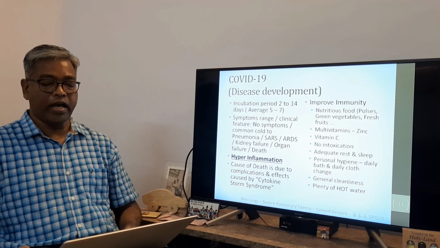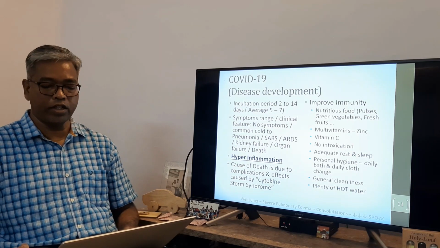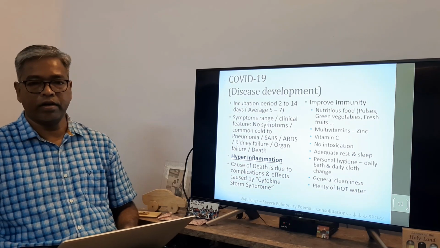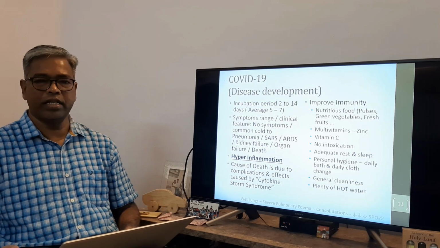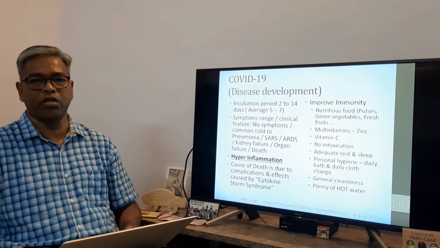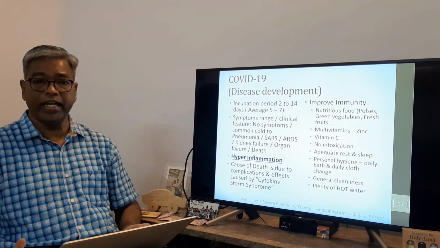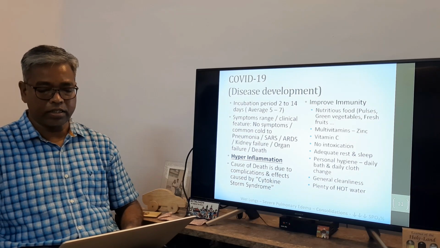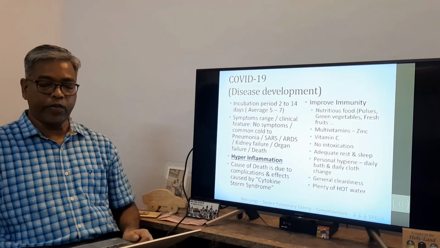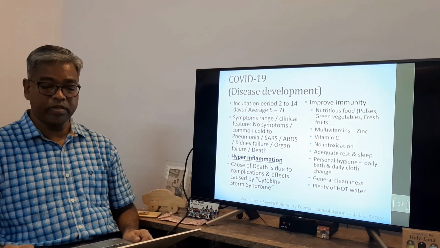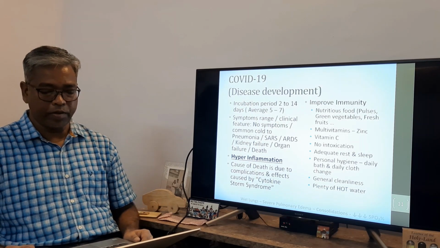Vitamin C, and take no intoxicating materials. Smoking and tobacco in any form is bad. It's never good. Alcohol and many other things. There are some pouches, we say gutka, pan parag or something like that. Not good. So please don't take any sorts of intoxicating materials. And take adequate rest and have very good sleep. Nearly 8 hours for adults, 6 to 8 hours is very, very important.